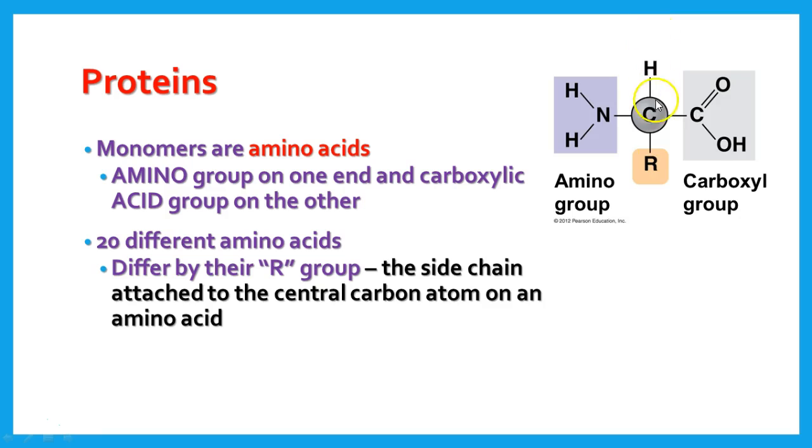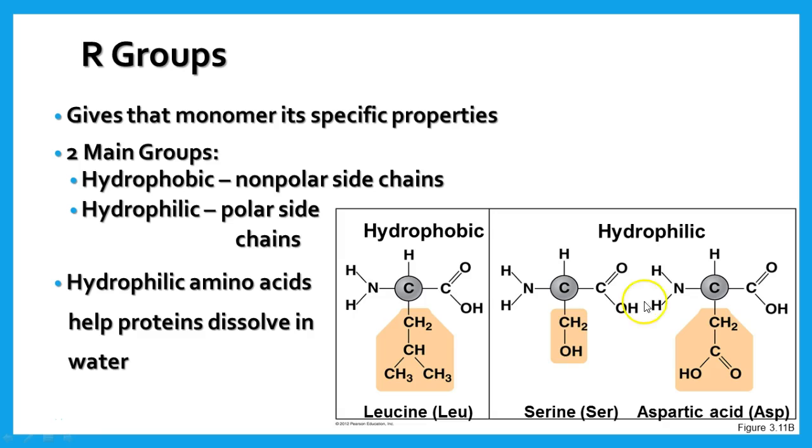Some amino acids have more than one functional group attached to the central carbon, but there are 20 different ones that have different R groups. R is just a variable, kind of like X is in algebra. The R groups give specific properties to the amino acid. There are two basic groups: the hydrophobic ones and the hydrophilic ones. The hydrophobic ones have side chains like methyl groups that are nonpolar, and the hydrophilic ones have polar side chains.